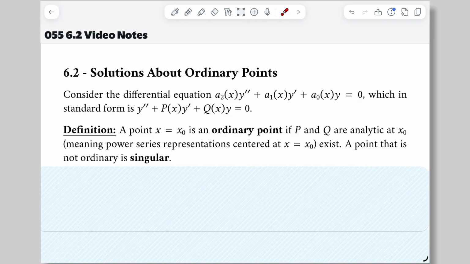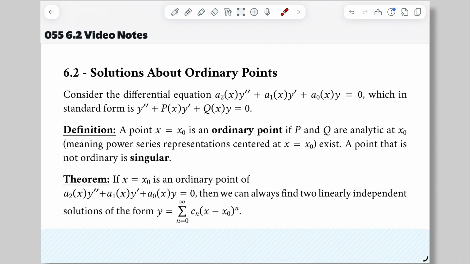A point that is not ordinary is singular. Singular points are going to be the focus of the next set of videos. This set focuses only on ordinary points. Another way to characterize what the definition says is that x naught is an ordinary point if it doesn't make the a2 of x coefficient function equal to 0.